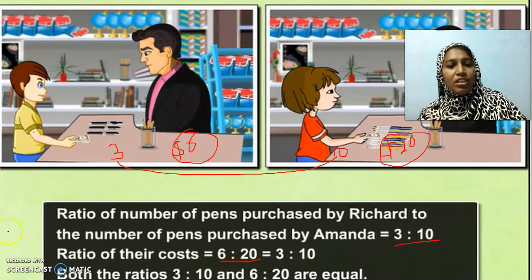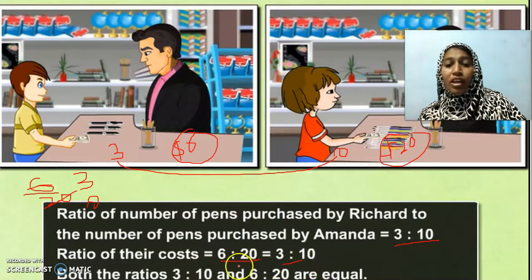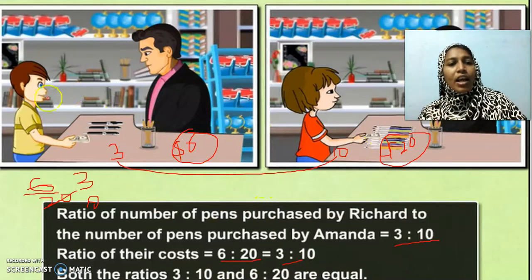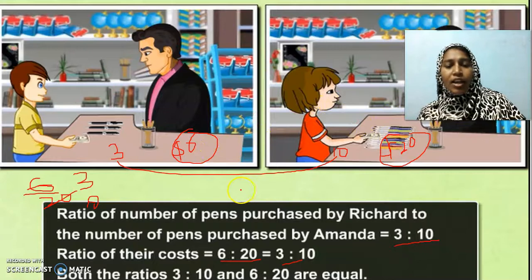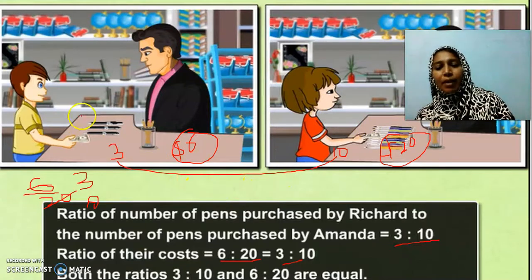If I simplify this ratio, 6 by 20, cancel it. 3 2s are 6, 10 2s are 20. I get the same ratio 3 is to 10. See, the ratio of the number of pens and the ratio of their cost are both equal now, equivalent ratios. So I can say they are proportional. Amanda and Richard bought the same kind of pen, of the same cost. That's how we can compare.